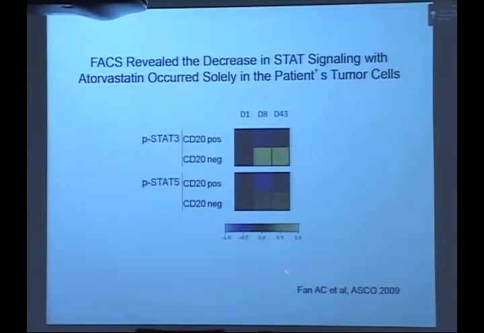And here I had to really crank up the differences because it's really hard to see a small difference. Cranking it from -1 to 1, we can see that on day 8, indeed, phospho-STAT3 and phospho-STAT5 did go down a little bit if we look at the CD20 positive cells, which are the tumor cells. And it was transient, because on day 43, when we resampled again, they were back to baseline.